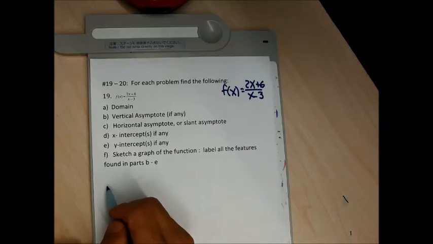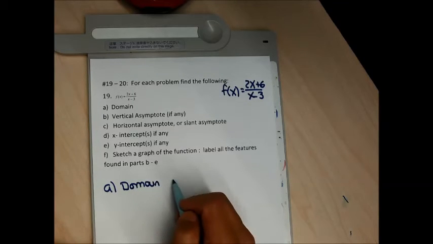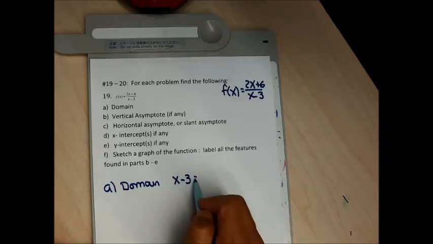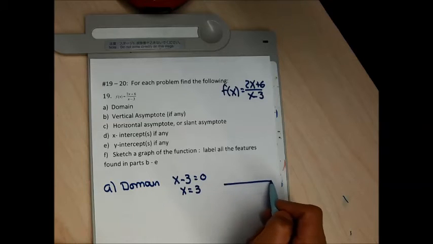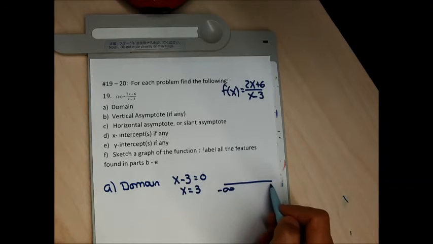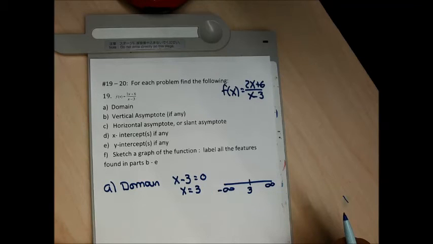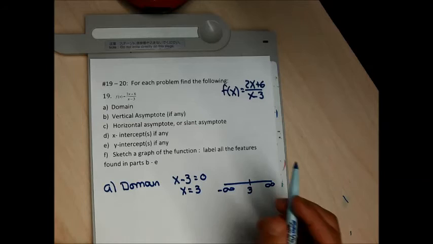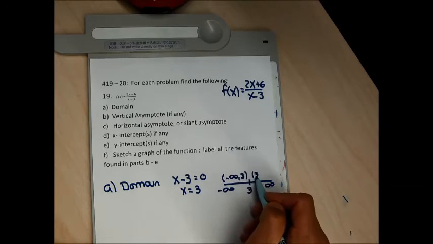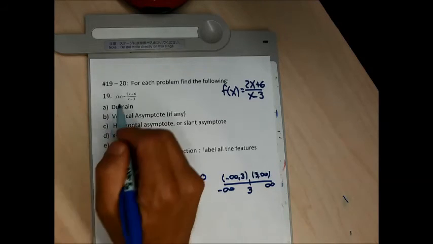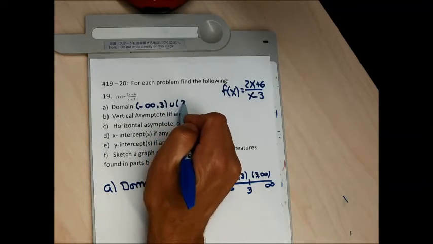To find the domain for part A, we're just going to ignore the numerator and set the denominator equal to 0. So I'm going to go x minus 3 equal to 0. That's going to give me x equal to 3. I'm going to create a number line to help myself find the domain. I'm going to put infinities on the left edge and the right edge of the number line, and the number I'm excluding from the domain between them. And then I'm going to create round brackets and make intervals. My domain to this function is going to be the interval from negative infinity to 3, and then again the interval from 3 to infinity.